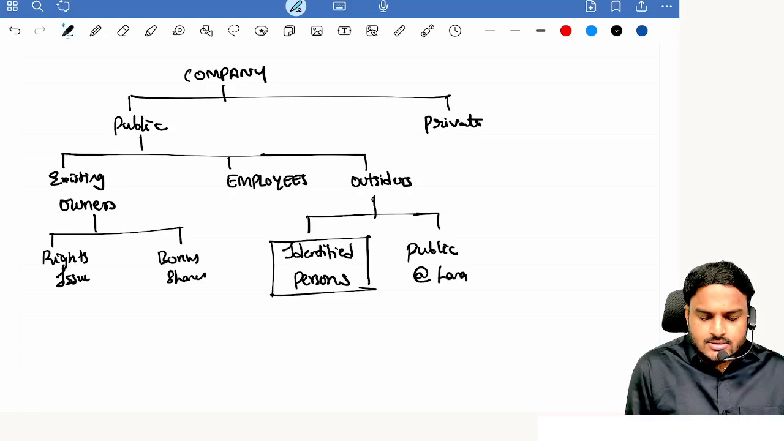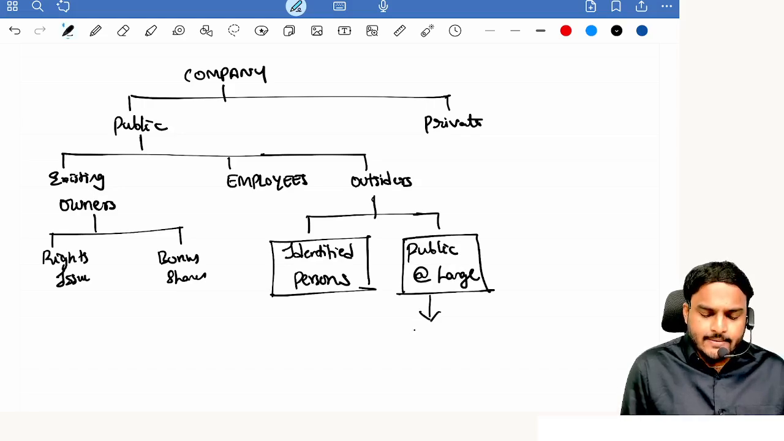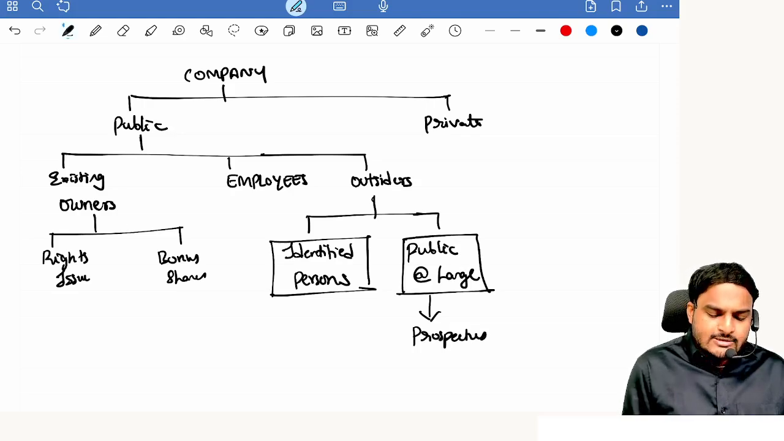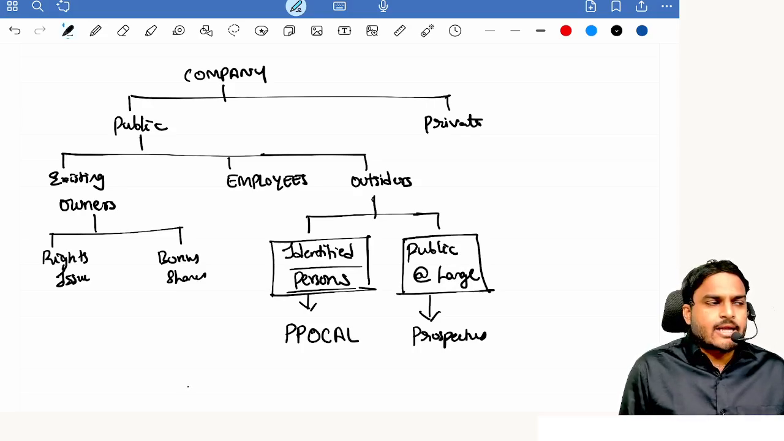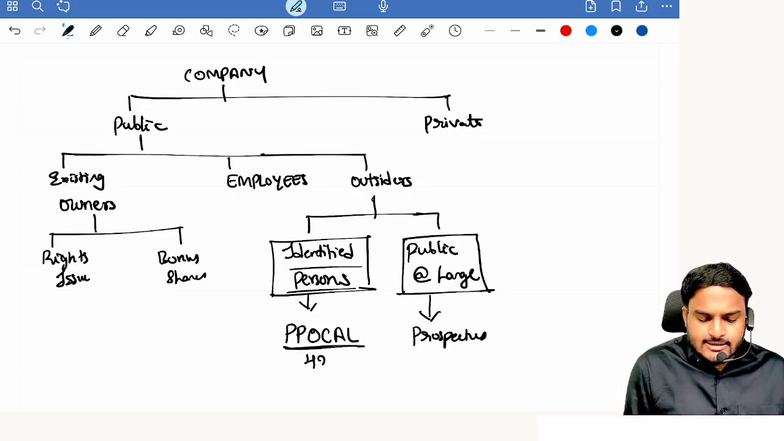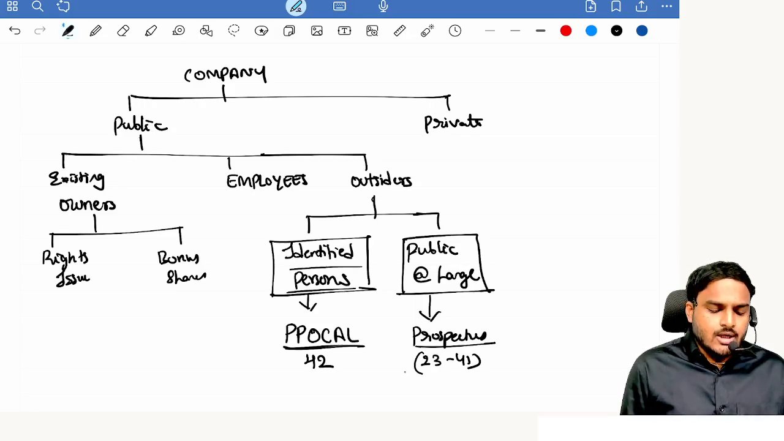Whenever a company is making an offer to the public at large, it is the duty of the company to prepare a document called a prospectus. And if a company is going with identified persons, then it is the duty of the company to prepare a document called a private placement offer cum application letter. So private placement is regulated by section 42, whereas prospectus is regulated by sections 23 to 41. Is it clear?